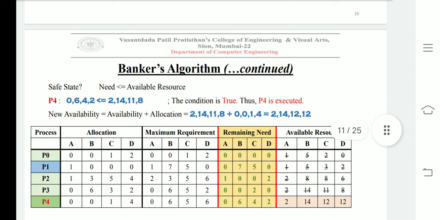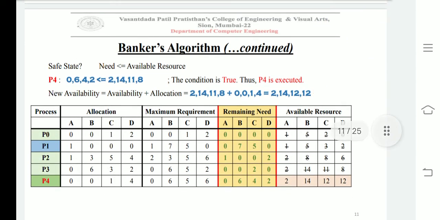And our last process is P4. So again we will check the condition. Yes, we find that the condition is true. So we will execute P4 and update the value. The updated value will be 2, 14, 12, 12. But remember, one process is still remaining and that process is P1.